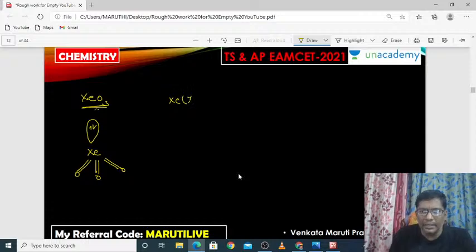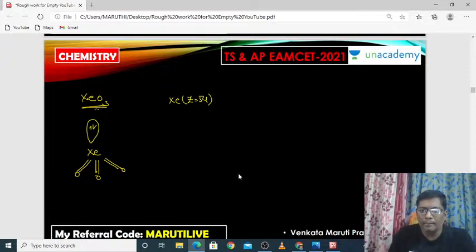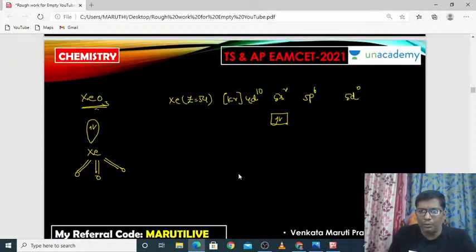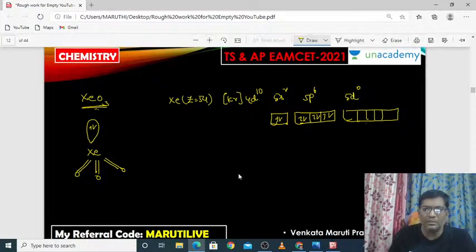See, xenon, the atomic number is 54, right? So you can write krypton 4d10, 5s2, 5p6 and 5d0. 5s2 means there are 2 electrons. 5p6 means in the p orbital there are 6 electrons, and in the 5d there are 0 electrons. Suppose if xenon reacts with oxygen, how many bonds are produced? 1, 2, 3, 4, 5, 6 bonds.